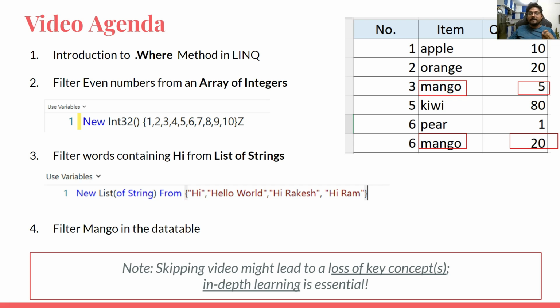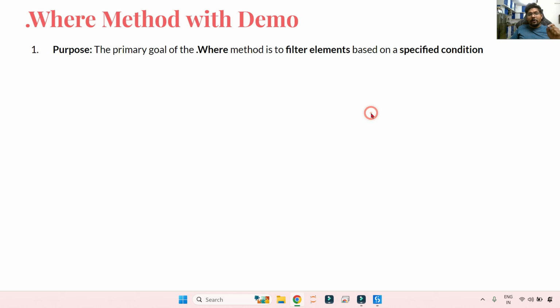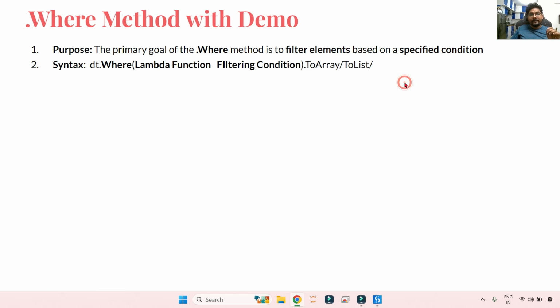Let us see what is a where method. What is its purpose? The primary goal of the dot where method is to filter elements based on a specified condition. So the main work is to filter elements based on a condition. Now, how do you write this? Let's look at the syntax.